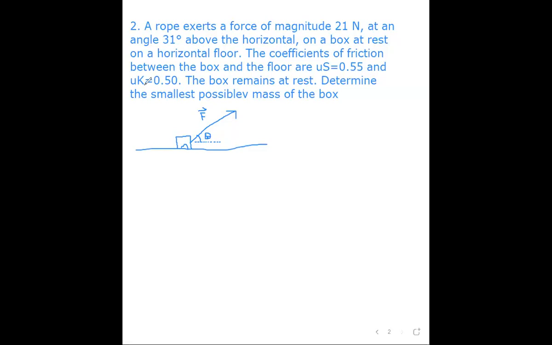Basically, what we know so far is that the box is at rest, so the net force applying on the box would be zero in both directions. If you want to simplify the forces in both directions, you're going to have to break this question down into the horizontal component for HC and then the vertical component for BC.